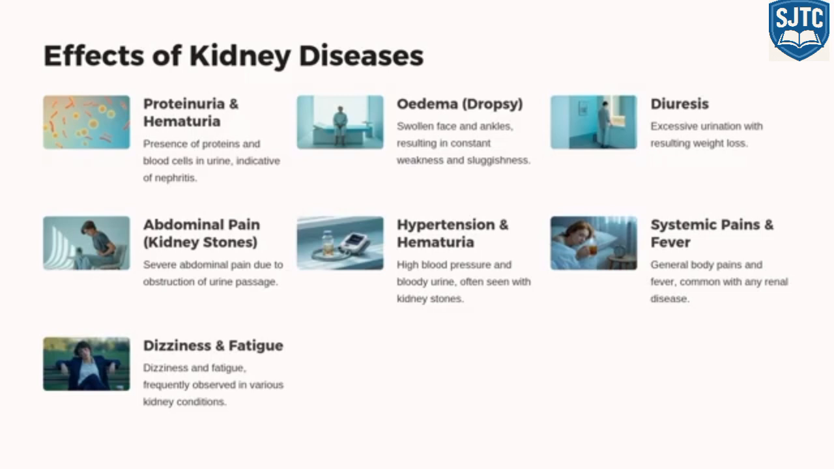4. Abdominal pain, kidney stones: severe abdominal pain due to obstruction of urine passage. 5. Hypertension and hematuria: high blood pressure and bloody urine, often seen with kidney stones.